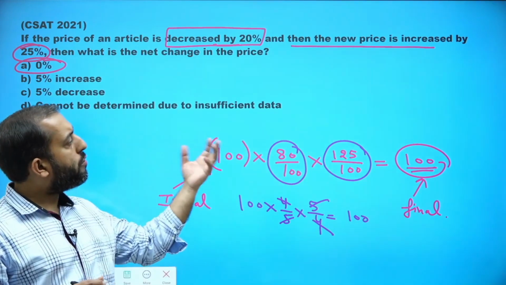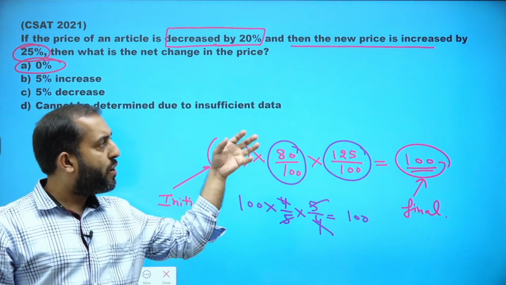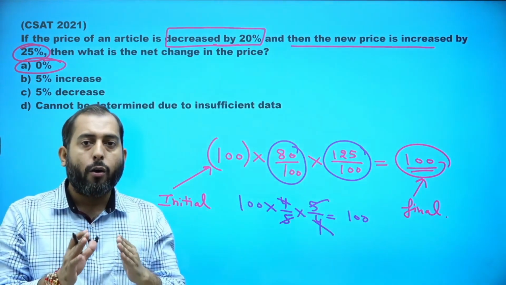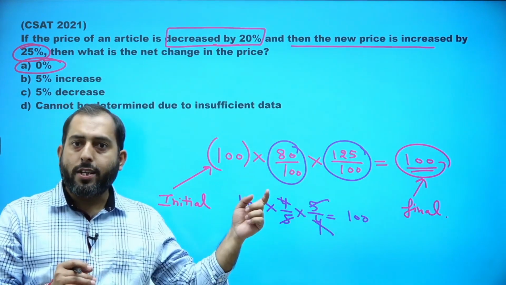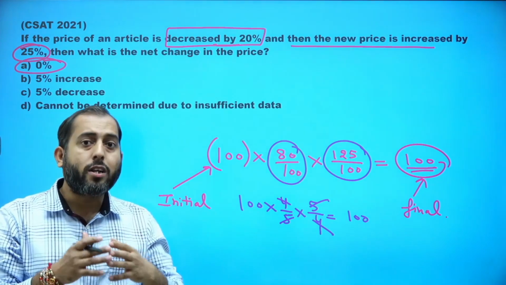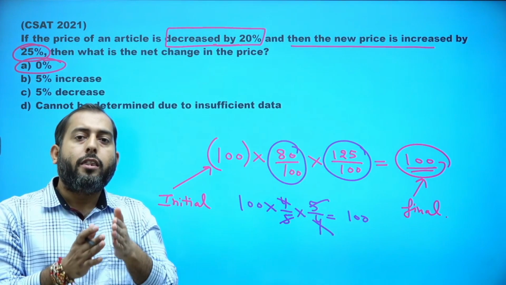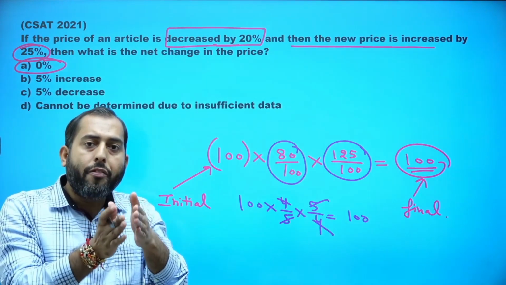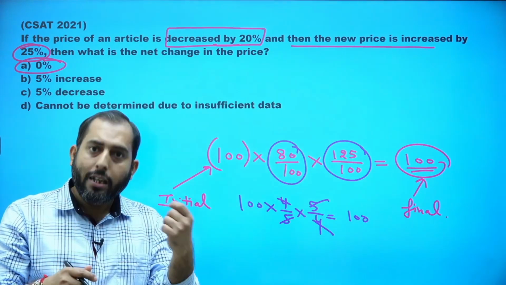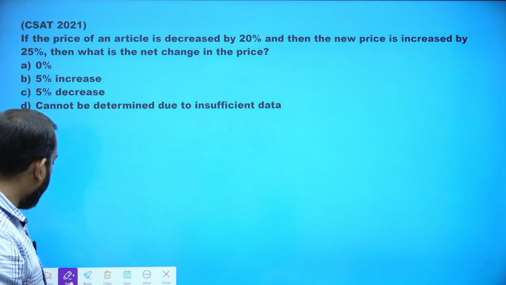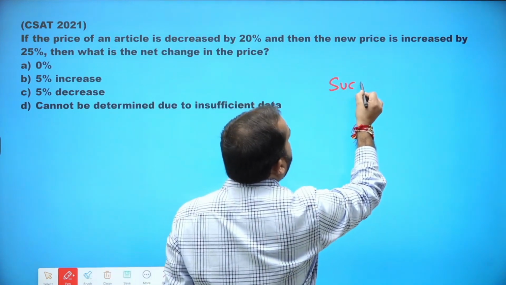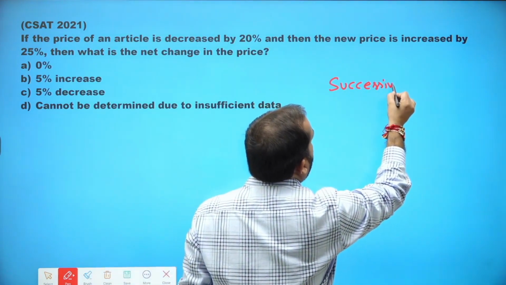Now there is one more technique through which you can find out this net change. For that you need to understand that in this question successive change is going on. I have told you earlier what successive change is. If the next change is occurring on the result of the previous change, then this kind of change is called successive change.